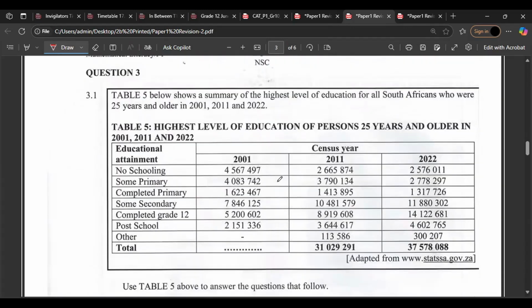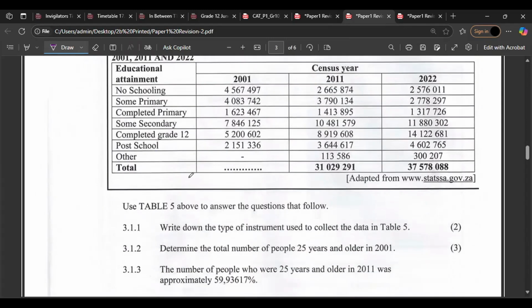Question number 3. Question number 3 looks a little bit at what we call data handling. Table 5 below shows a summary of the highest level of education for all South Africans who were 25 years and older in 2021, 2011, and 2022. Okay, here we go. These are the different levels. All right.